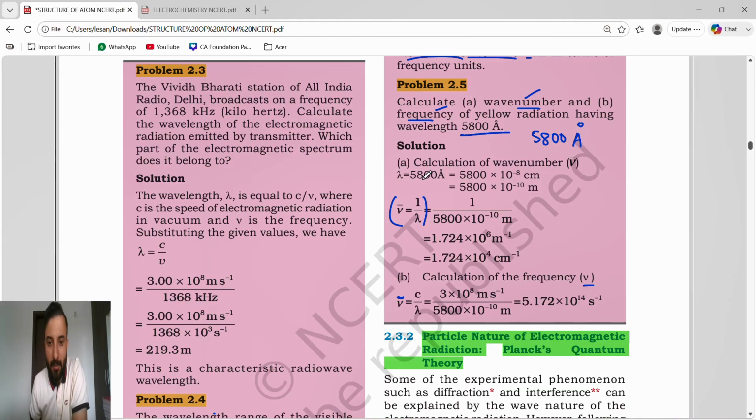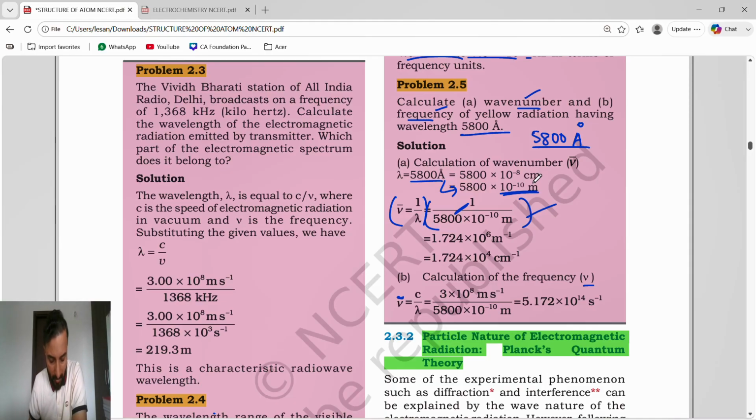We will convert into meters. So 1 angstrom is nothing but 10 to the power of minus 10 meter. So 5800 angstrom means 5800 into 10 to the power of minus 10 meter. So see, 1 by lambda. How will we solve this? Very simple. Just divide 1 by 5800.